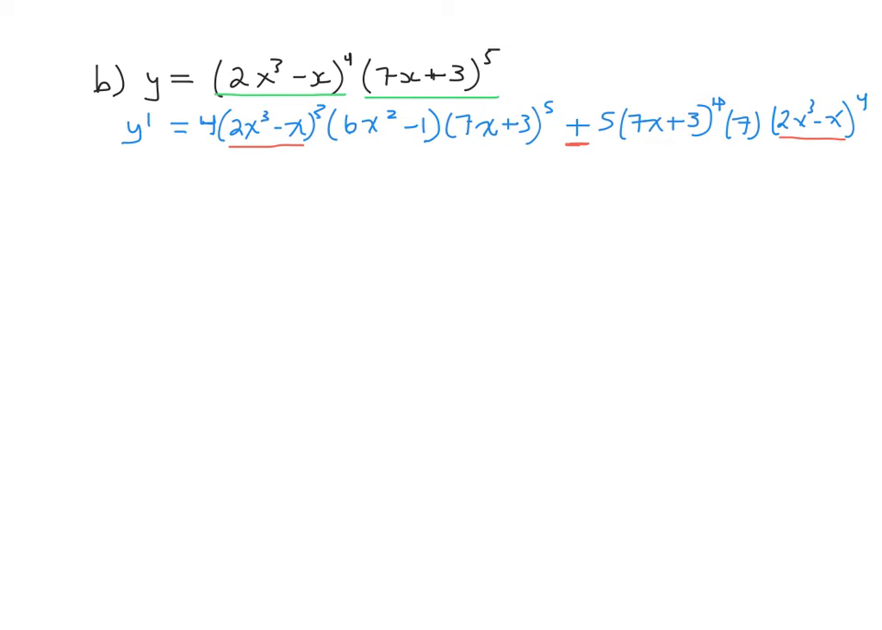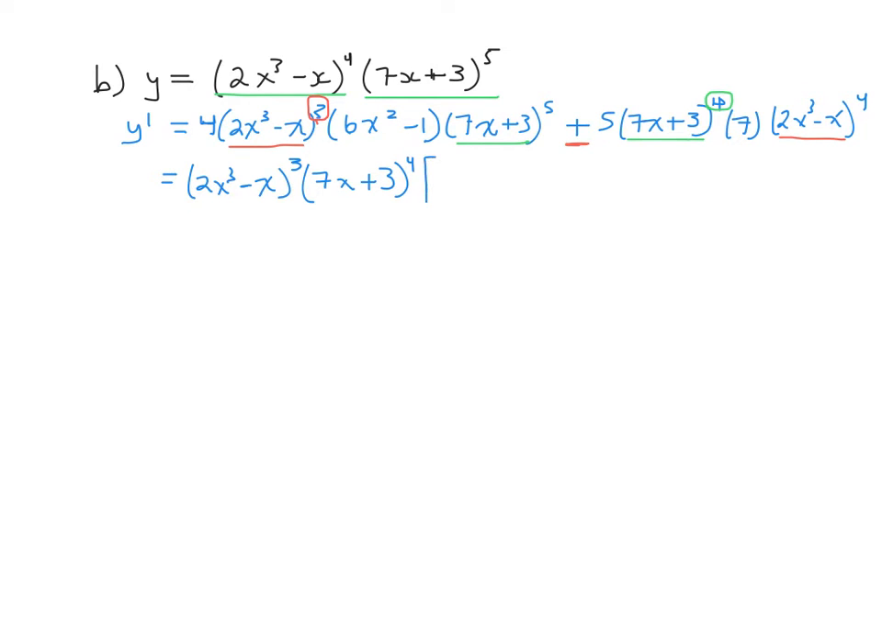When we common factor, we look for the smallest power of that, the smallest exponent on that. That is our common factor. So I'm going to start to common factor this. I know that 2x cubed minus x to the 3 is a common factor. I'm also noticing that both of these have a 7x plus 3 in them, and the lowest power of that is to the 4. So 7x plus 3 to the 4 is a common factor. Okay, using our common factoring rules. So that's what we have here.